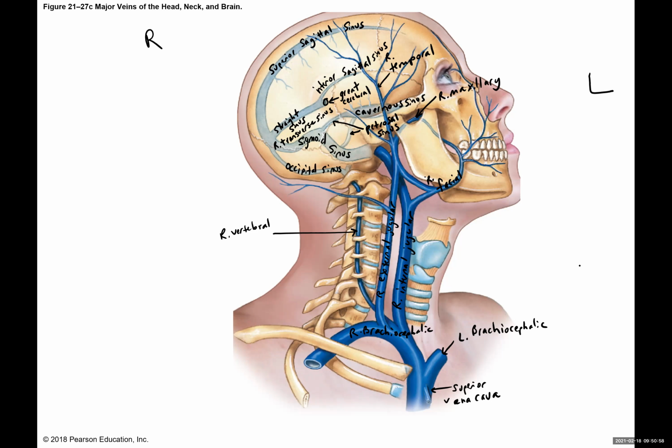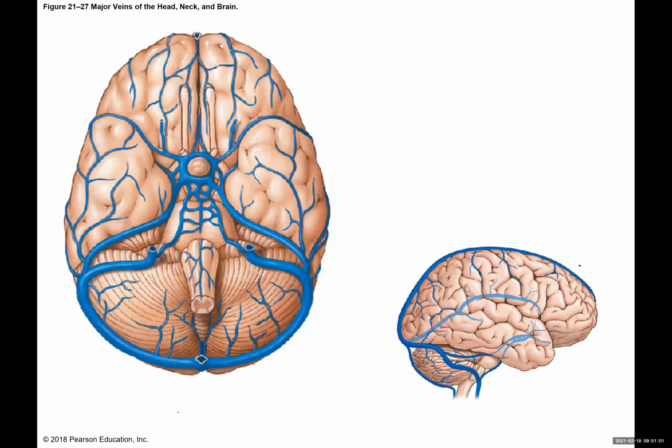Now, taking a look at this diagram here of the brain, we can see these same vessels, but maybe in a little bit more clear fashion. So right here, we have the superior sagittal sinus. That would make this right here the inferior sagittal sinus, which would make this right here the great cerebral vein. These are both feeding into that straight sinus.